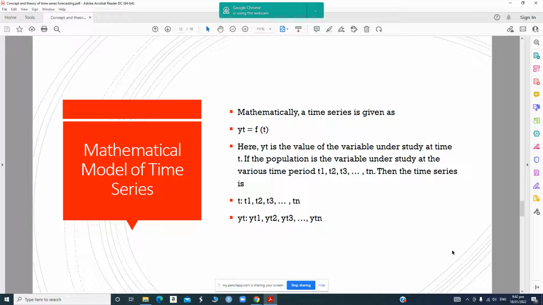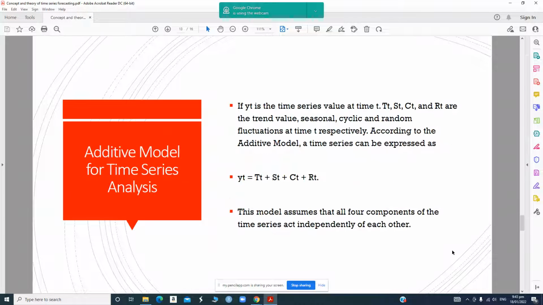Mathematically speaking, let's represent the variable by yt and the time dimension by t. So we say that our yt is the value of the variable under study at time t. So if the population is a variable under study, for instance, at various times, then the time series is t1 to tn, or we say yt1 to ytn. And we can divide the model into two. We have the additive and the multiplicative generally, or let's say three, because we can have a mixed model.